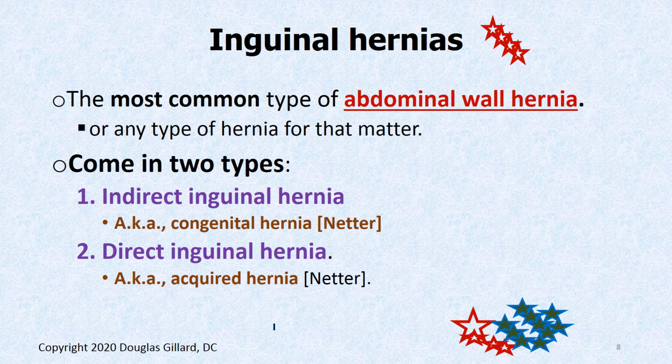All right, let's get to inguinal hernias. This is the big one. If something's going to show up on any type of board, this is the one. Actually, the indirect inguinal hernia is the most common type of abdominal wall hernia, period. But just in general, inguinal hernias are the most common type of abdominal wall hernia. As I said, there are two types of inguinal hernias, direct and indirect. Indirect is sometimes called a congenital hernia, and a direct inguinal hernia is sometimes called an acquired hernia.